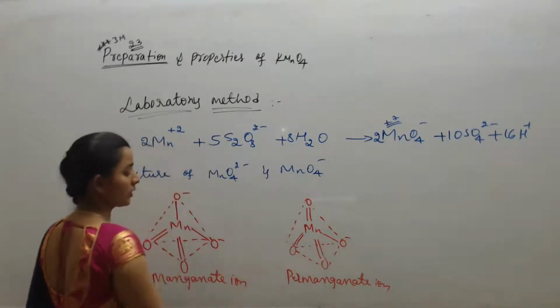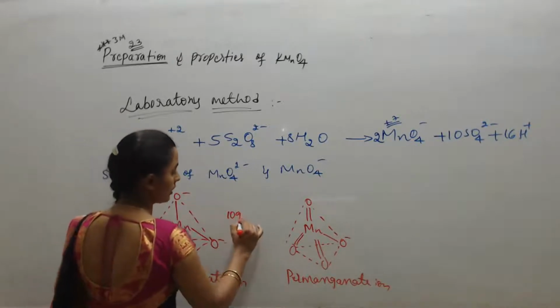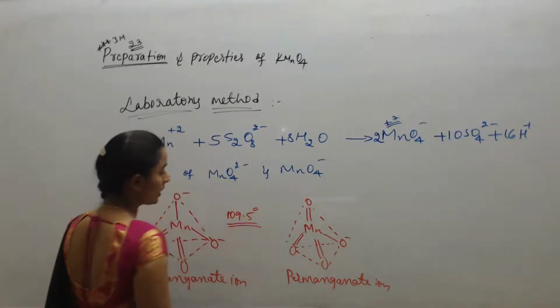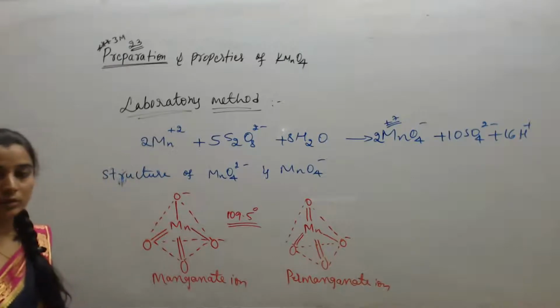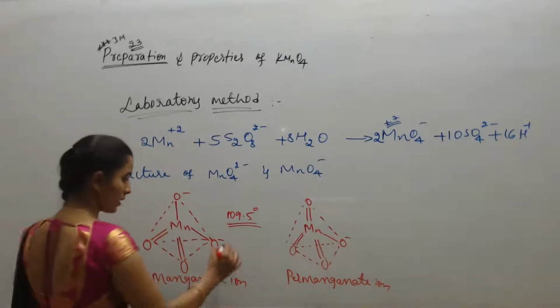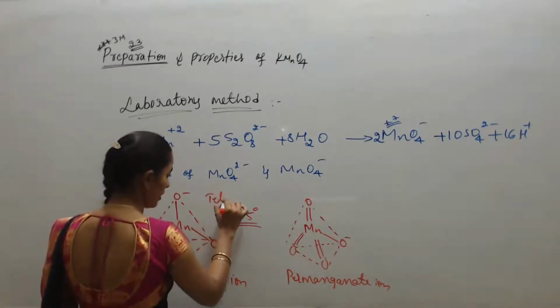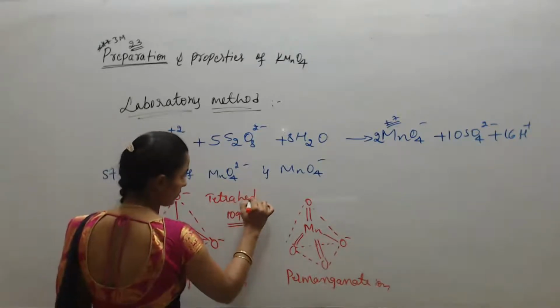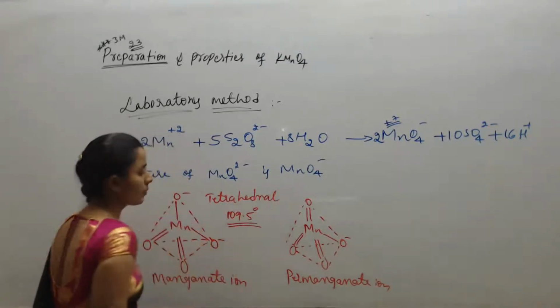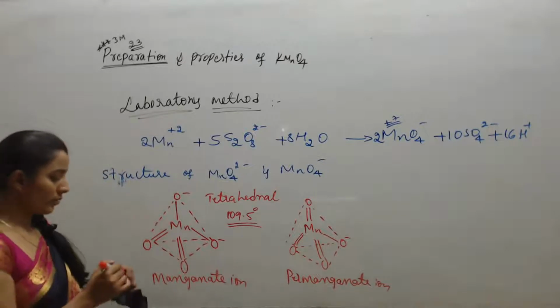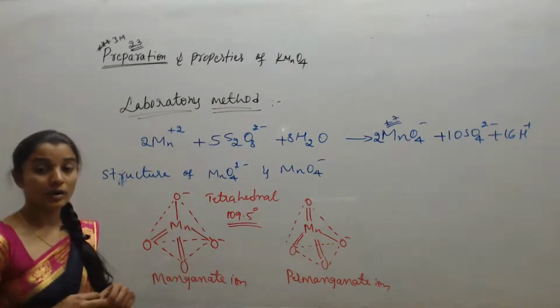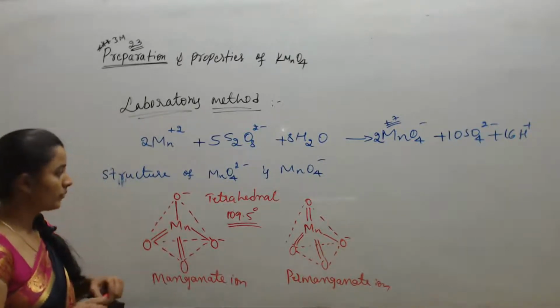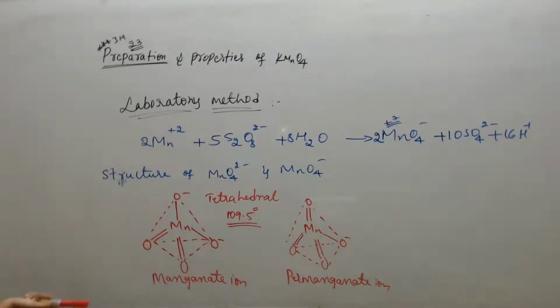In both the cases, the bond angle is 109.5 degrees, as in sp3 hybridization, because this is tetrahedral in shape. So tetrahedral shape, bond angle is 109.5, sorry, bond angle. So this is the structure of MnO4 2 minus and MnO4 minus.